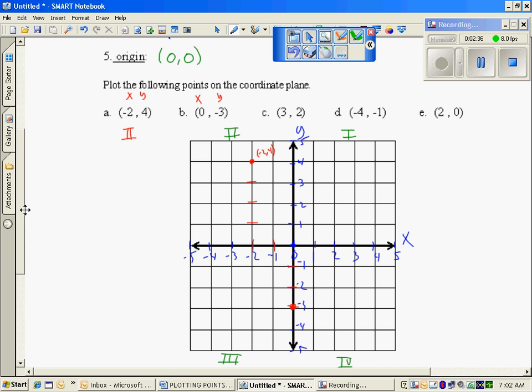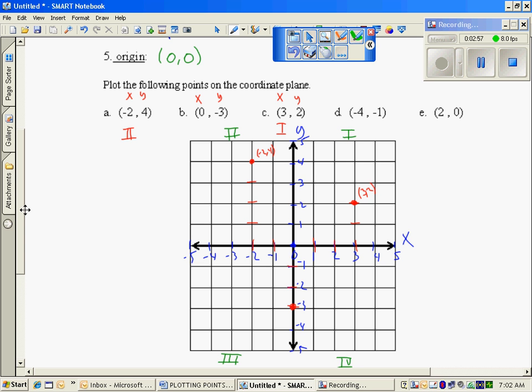(3, 2): x is 3, so I go in the positive 3 direction. y is positive 2, so I go in the positive 2 direction for y. Now I place my point. You don't place a point until you have completed both directions, the x and the y. You can see that this is in quadrant 1.